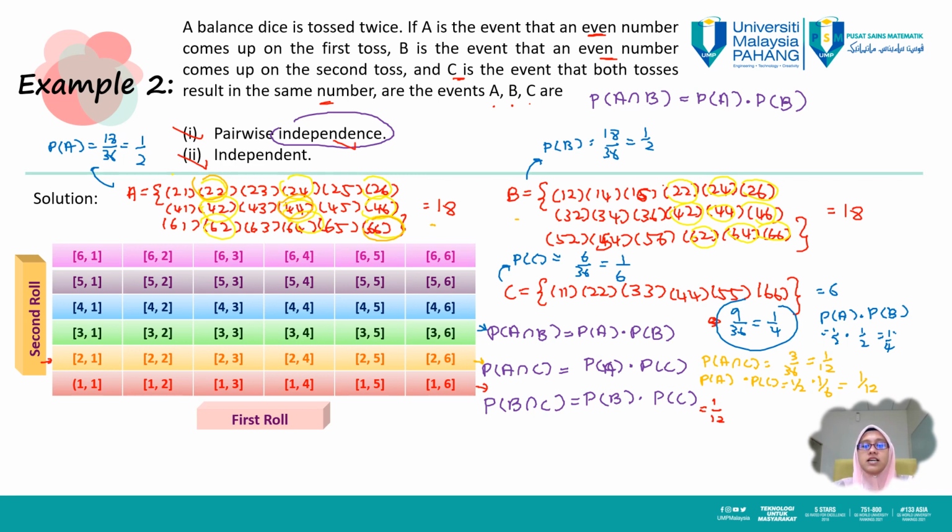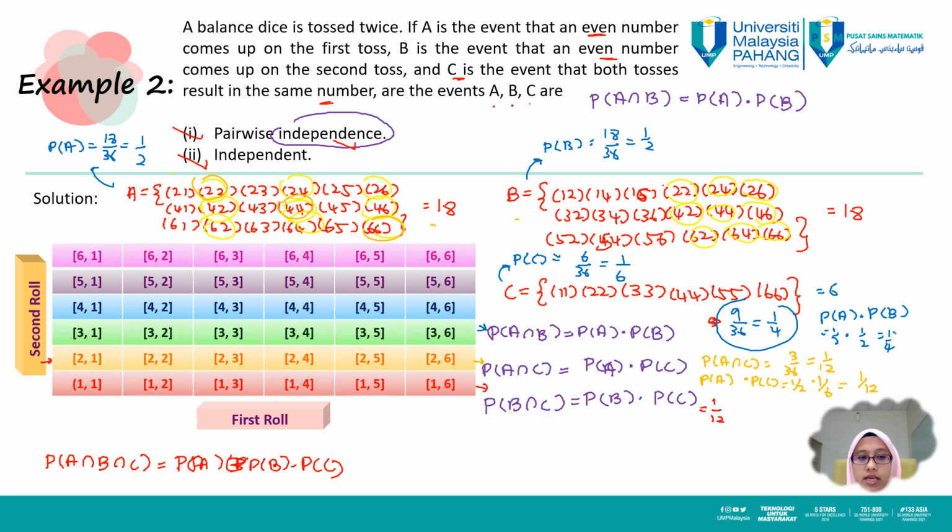Number one is pairwise. That means a combination for two events: A and B, A and C, B and C. But this one we call mutual independence. That means you are going to check P(A intersect B intersect C) is equal to P(A) times P(B) times P(C). So now let's check.